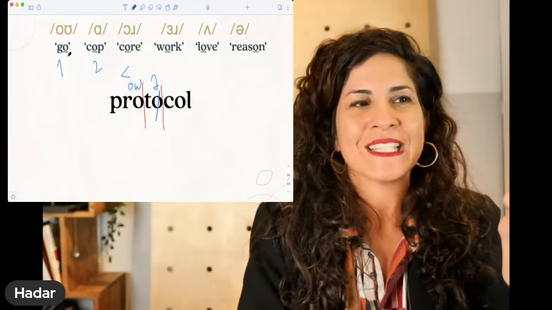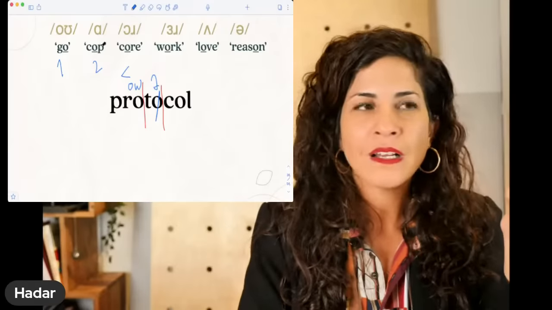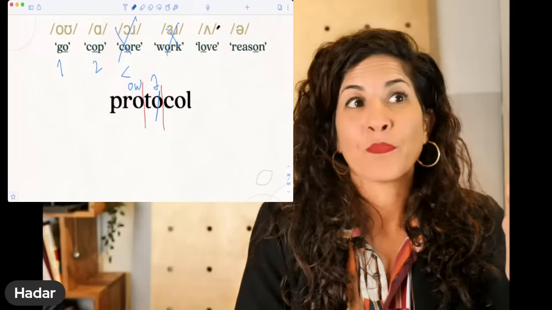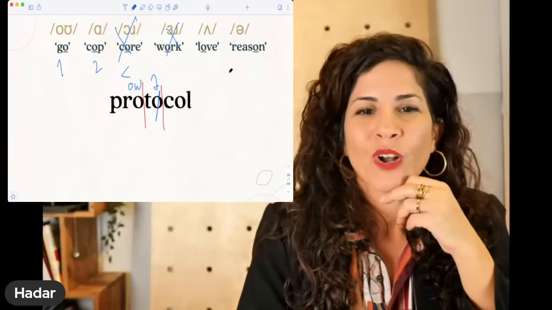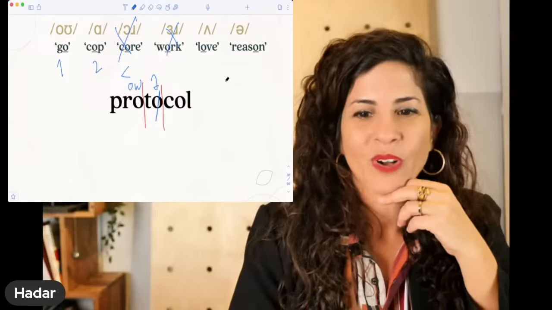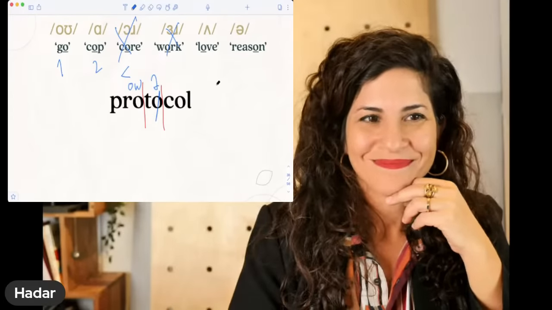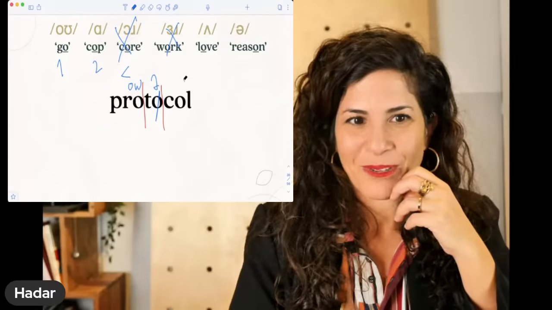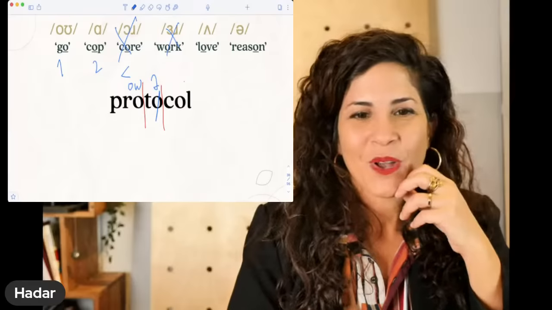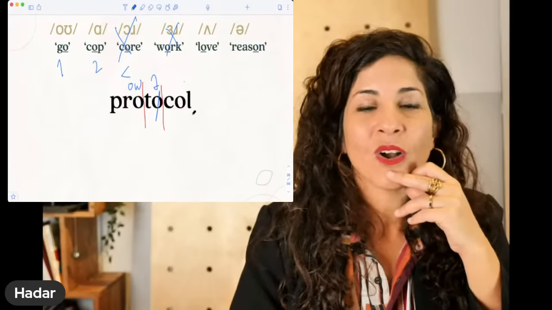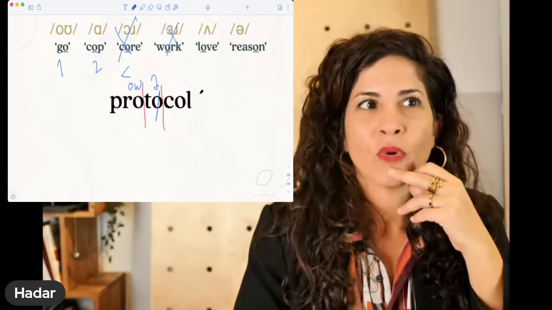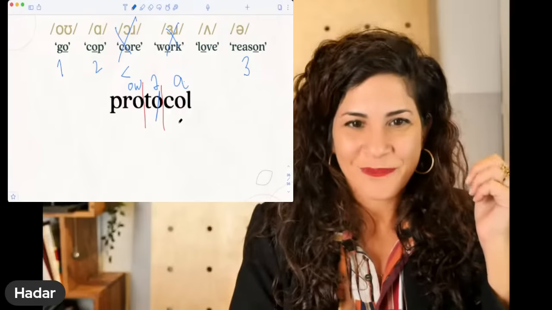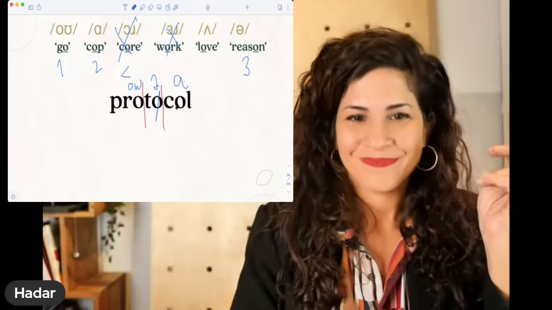And then finally, which sound is the last one? Is it protocol with a schwa? Protocol. What are you saying, one or two? The last syllable. This would be the O as in go. Protocol, protocol, protocol. Very good.